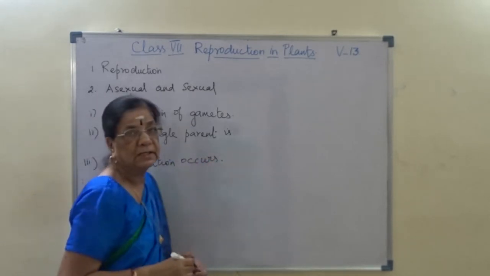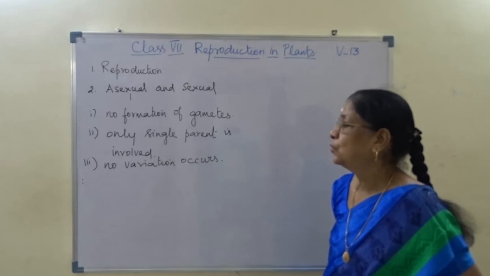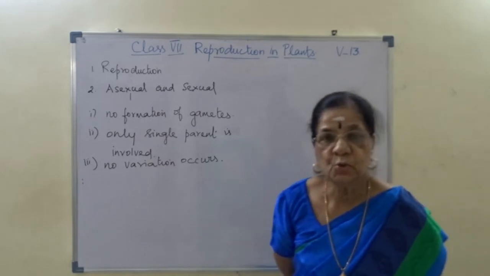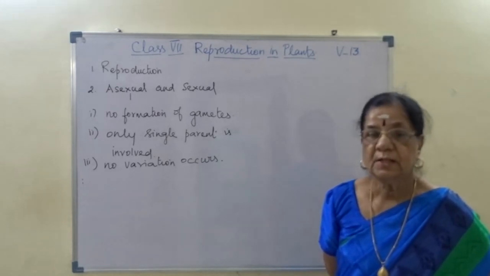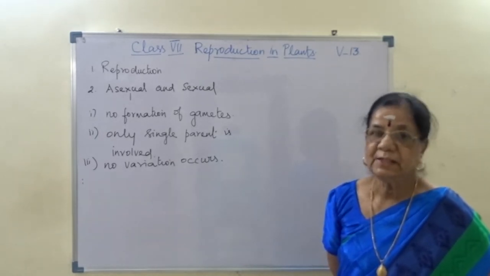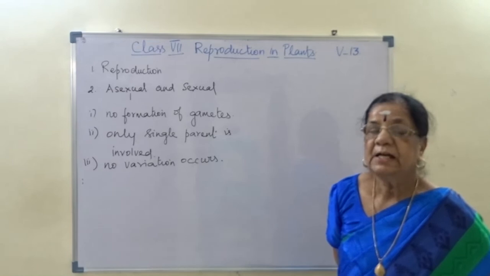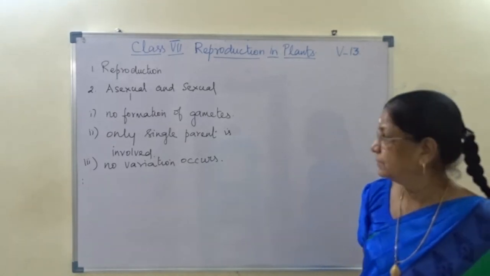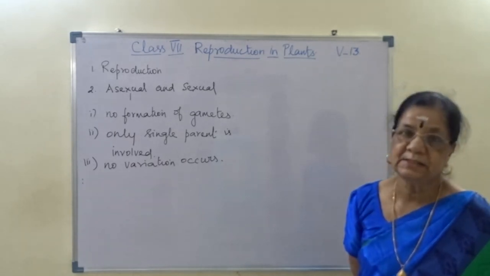Are you clear? I repeat, asexual reproduction, what is it? There is no formation of gametes. Only a single parent is involved and no variation occurs. What is variation? In a family, when there are two children, both of them are not alike. They are slightly or mostly different from each other, that is different characters. So that is variation. So asexual: no formation of gametes, only a single parent is involved and no variation occurs.